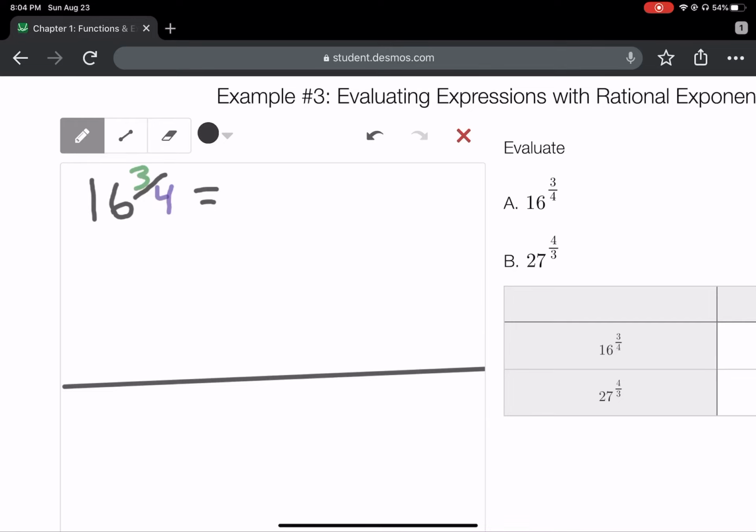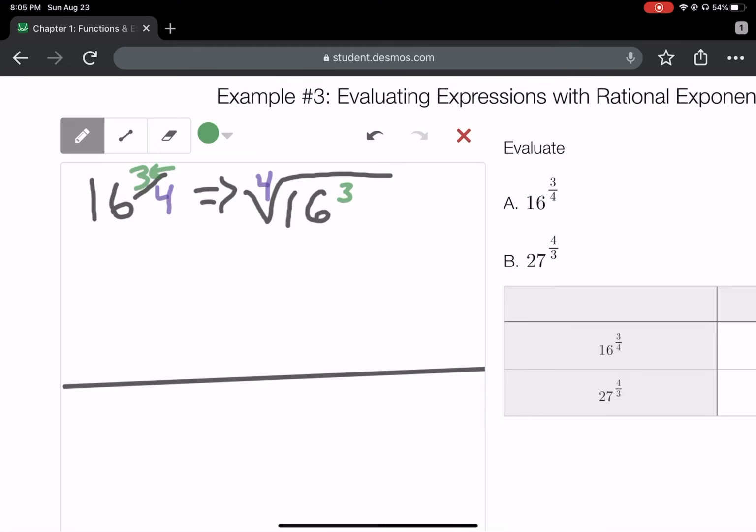expression. So now what we're going to do is we're going to change it into a radical. All right, so the 16, of course, goes into the radical. And then, just like the previous one, the denominator, the bottom number, goes in as our index. So we're going to have the 4th root. And then the top number becomes our exponent to our 16.